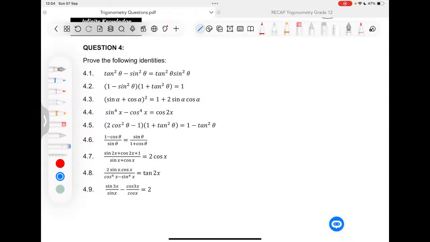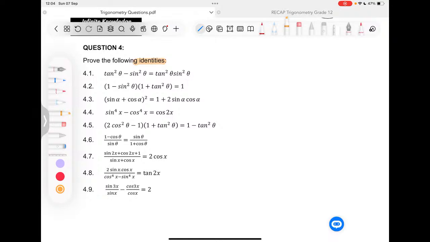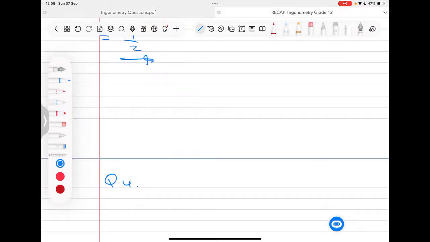Right. Let us continue with question 4. Yeah, I hope you had a bit of a break there because we've been pushing for some time now. Now, when we look at question 4, we are required to prove identities. You know, an all-time favorite question, you'll always get it in the exam, right? So now let us go through that one. Question 4, we're starting off with 4.1.